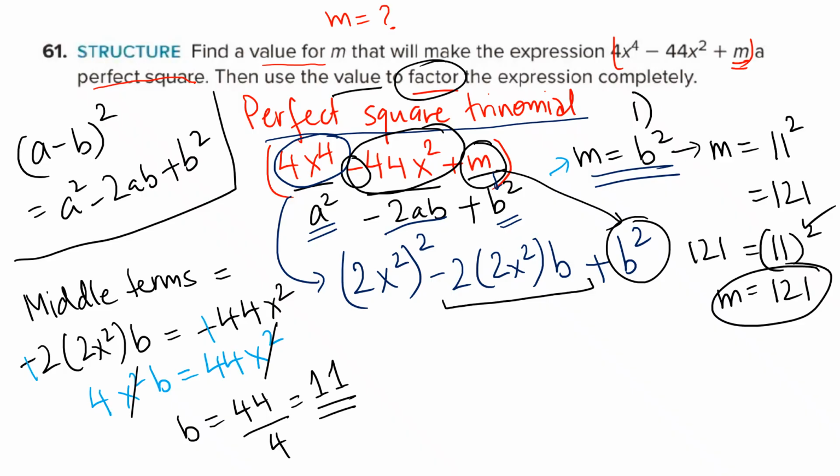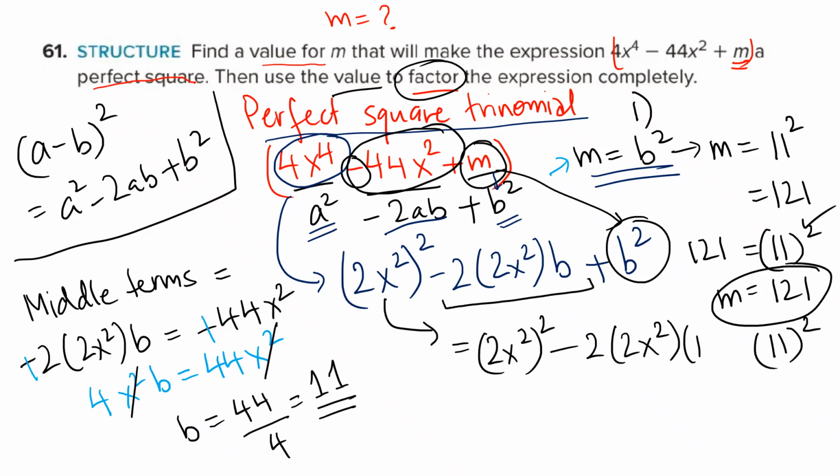So let's factor. I will continue from this step. So 2x square, this is the first term, perfect square. The second term is 11 perfect square, and the middle term now can be written as 2 times 2x square multiplied by 11. So now it's a perfect square trinomial. So I can use the identity a minus b whole square. How do I know I have to use this negative sign? Because there is a negative sign in the question, if you see.